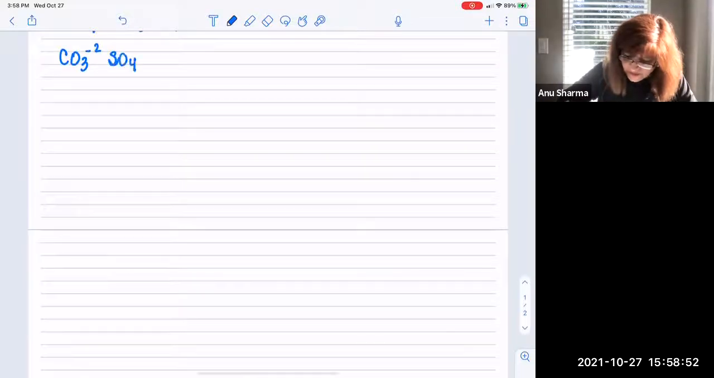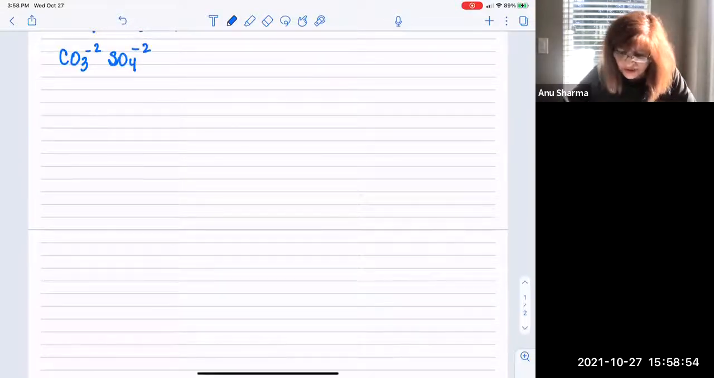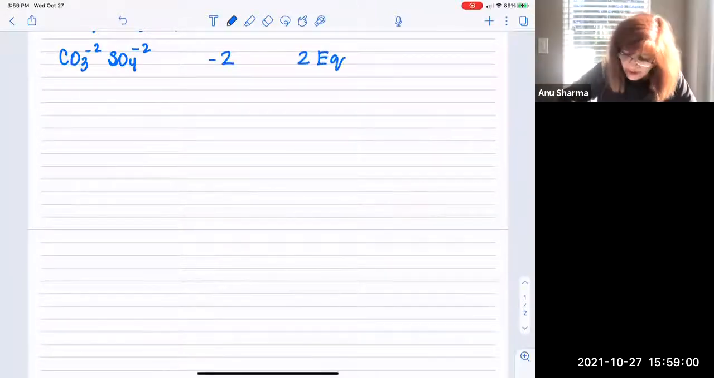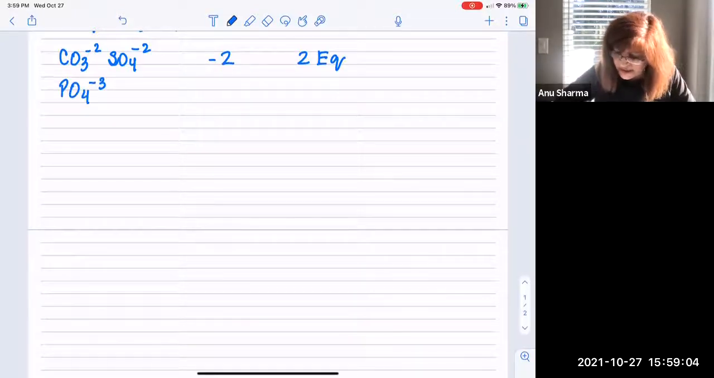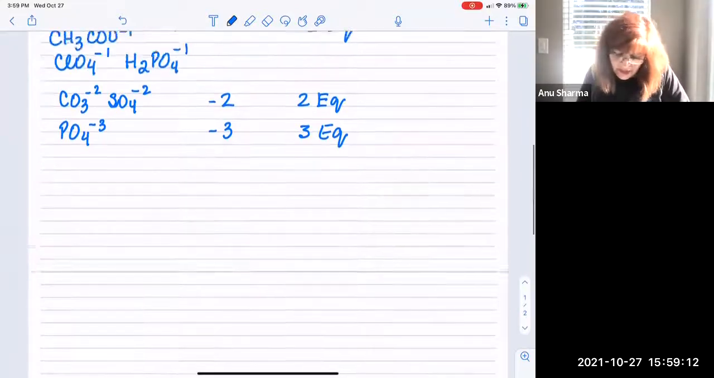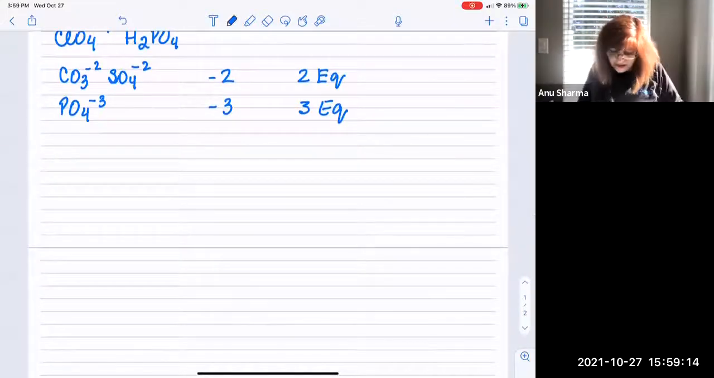Next, if you have, for example, carbonates, -2 charge. Let's say you have sulfates with -2 charge, then the charge is -2 and the equivalence is 2 equivalents. If you have phosphate, PO4, with -3 charge, then the equivalents are 3 equivalents. So you see, it's just the number of charges.